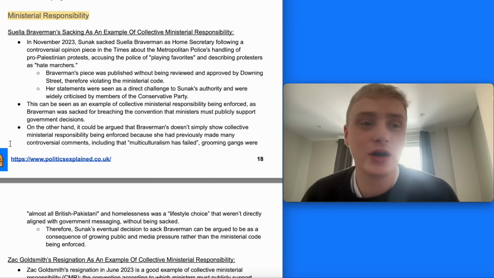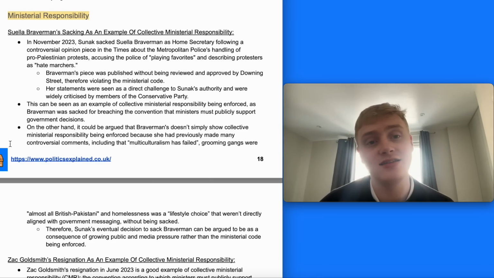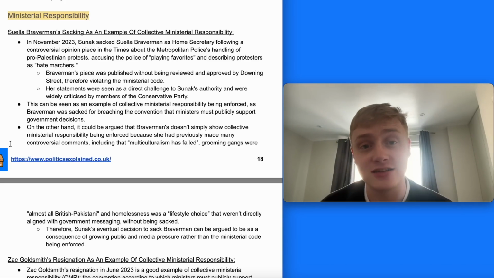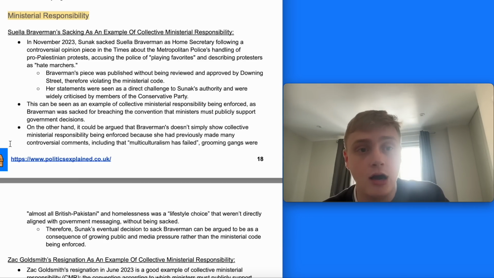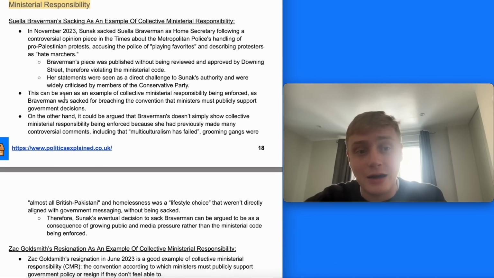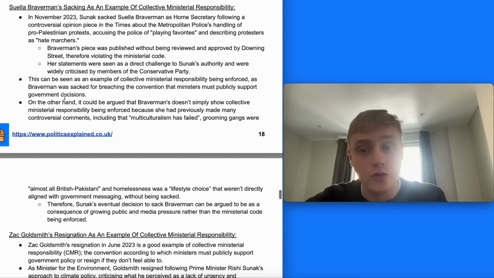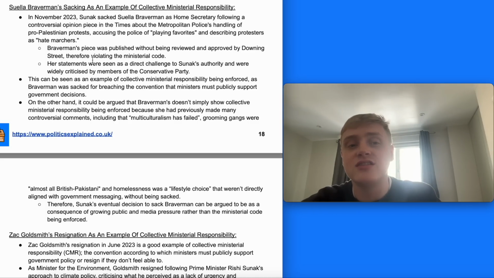Okay, the final key example we're going to have a look at is Suella Braverman's sacking as an example of collective ministerial responsibility. So in November 2023, Suella Braverman was sacked as Home Secretary following a controversial opinion piece in the Times about the police's handling of pro-Palestinian protests. She accused the police of playing favourites and described the protests as hate marches. Braverman's piece was published without being reviewed and approved by Downing Street, so it wasn't approved Downing Street messaging, and it therefore violated the ministerial code, and her statements are seen as a direct challenge to Sunak's authority.